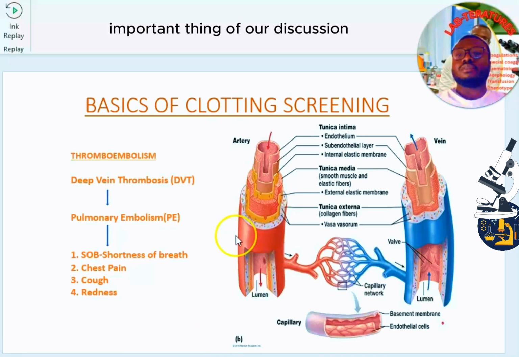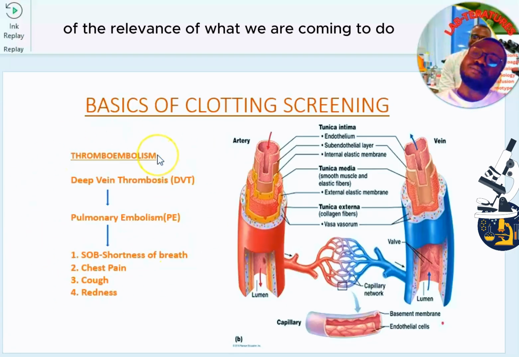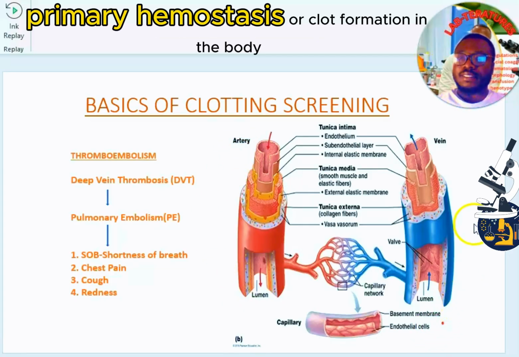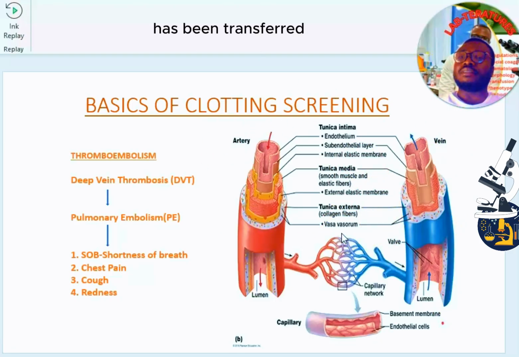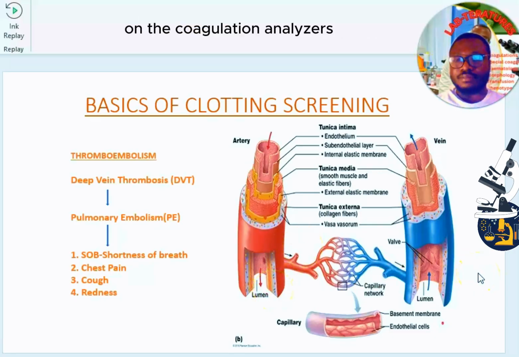Coming back to the most important thing of our discussion, this was just, by the way, for remembrance of the relevance of what we are coming to do. But the most important one is how the natural primary hemostasis or clot formation in the body has been transferred into an in vitro mechanism of testing on the coagulation analyzers.